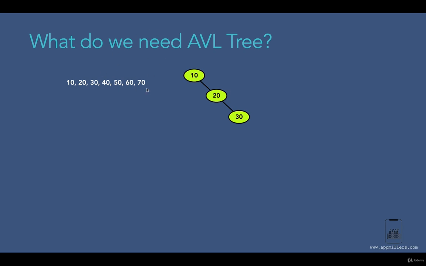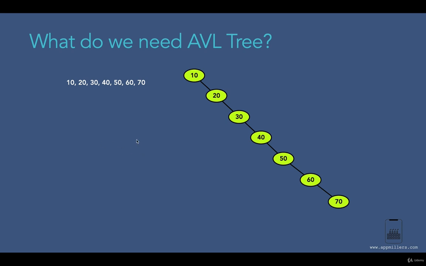Now if I continue adding all these numbers over here, at the end our binary search tree will look like this. So here you can easily see that all nodes are added as a right child over here. So this is how our binary search tree will look like after adding all these numbers over here. So here everything is clear, we don't have any problem.